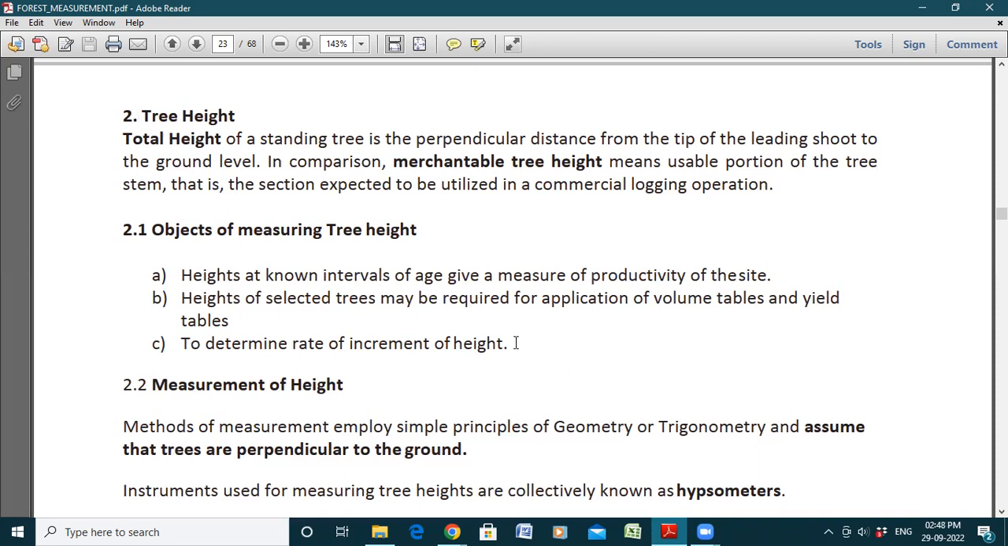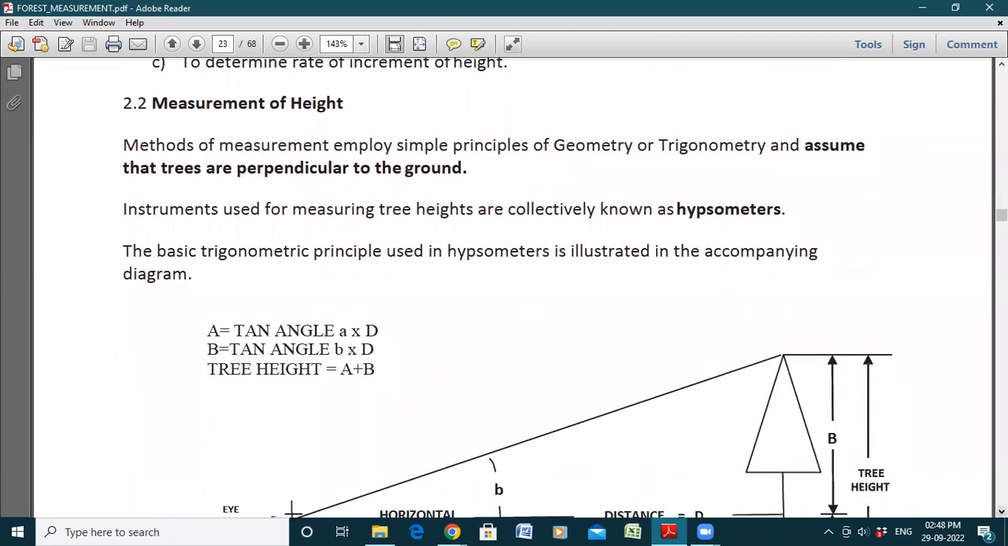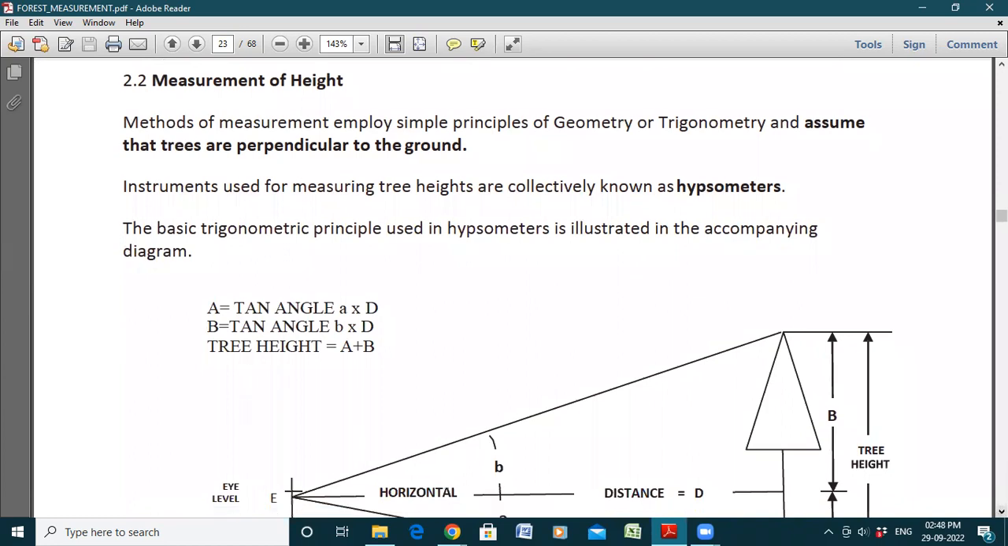So far we have discussed in the last class. Now let us move ahead to discuss the measurement of height, how we measure the height of trees in the right perpendicular condition, meaning standing trees. Methods of measurement employ simple principles of geometry or trigonometry and assume that trees are perpendicular to the ground. The instruments that we use for measuring tree height are collectively known as hypsometers.